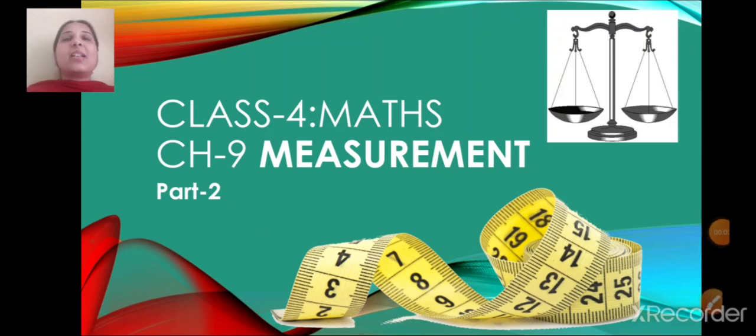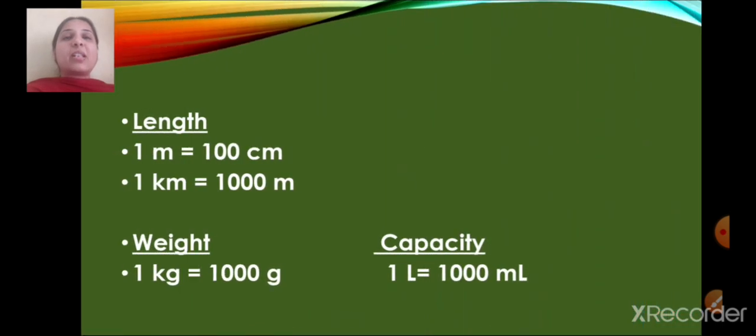Hello children. So let's continue chapter number 9, measurement, and today we will see part 2. So children, last class we discussed some basic units of length, weight and capacity, like some conversions also, like 1 meter is equal to 100 centimeter, 1 kilometer is equal to 1000 meters, that is for length. For weight we saw 1 kilogram is equal to 1000 gram, or 1000 gram is equal to 1 kilogram. And then for capacity, 1 liter is equal to 1000 milliliter, or 1000 milliliter is equal to 1 liter.